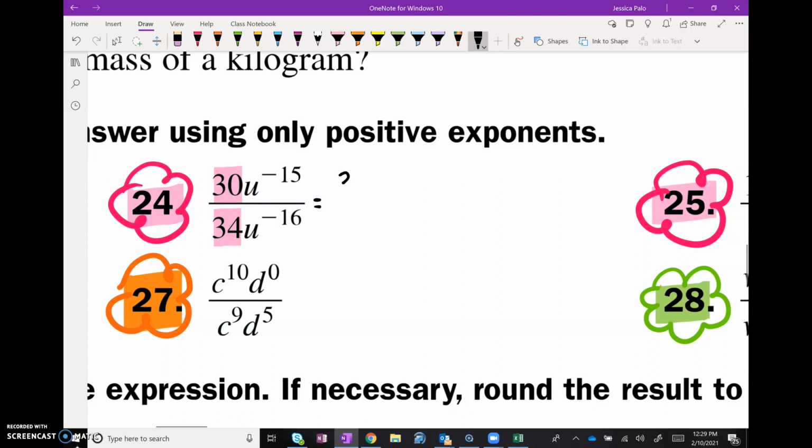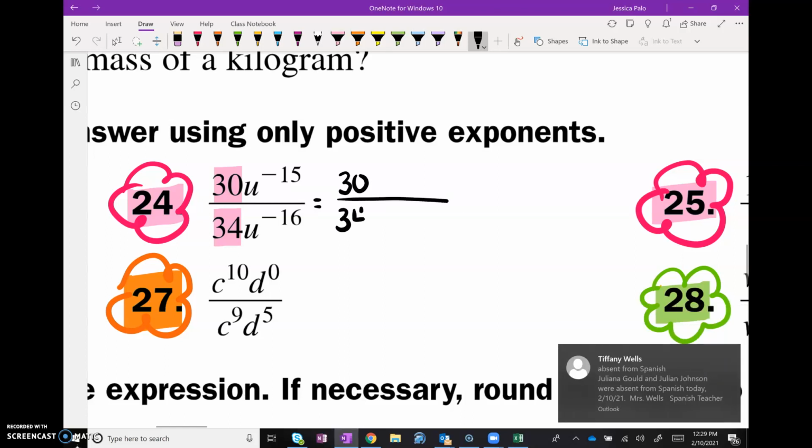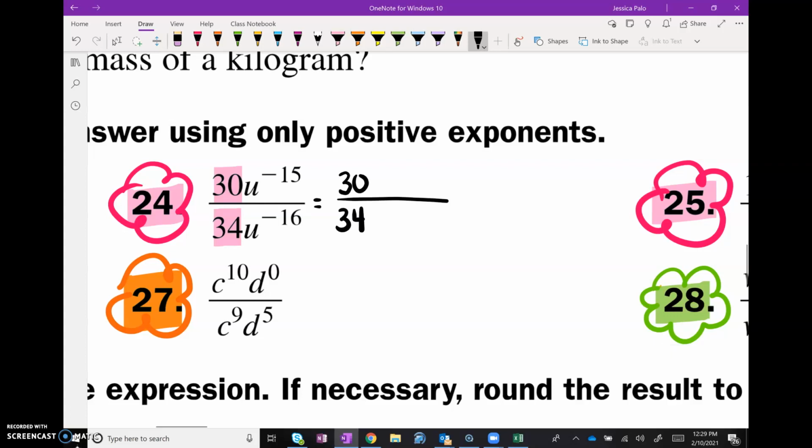So I'm going to write 30 over 34. I'm going to leave some space and I'm going to rewrite u to the negative 15 and times u to the negative 16. So let's think, what are 30 and 34 divisible by? They're both even numbers. They are divisible by 2.